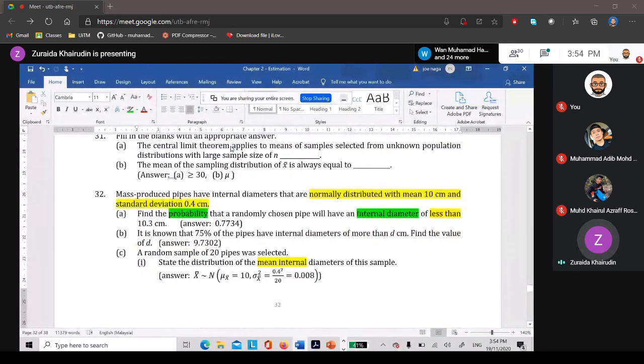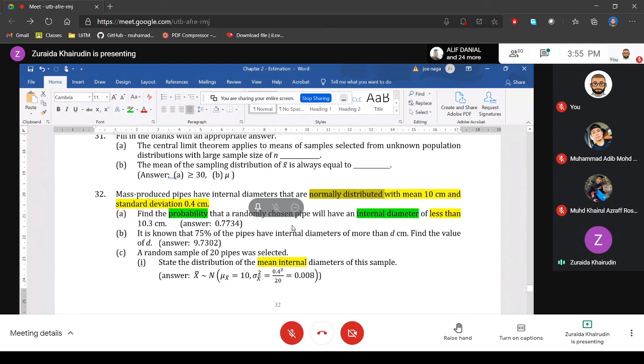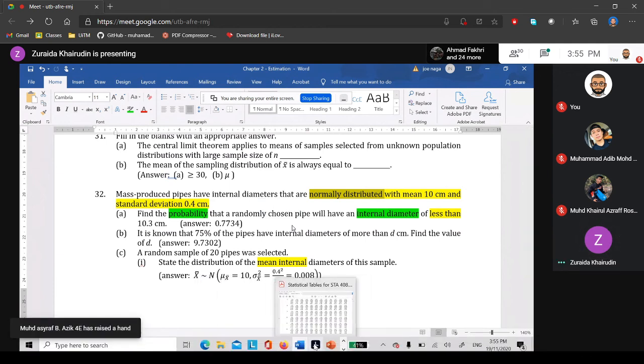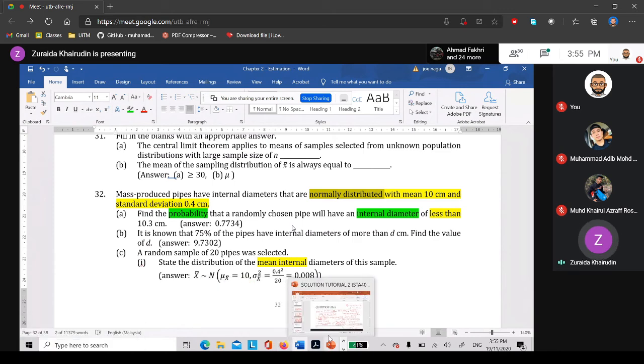Next, question number 32. This is actually a continuation from chapter 1, normal distribution. Mass-produced pipes have internal diameters that are normally distributed with mean 10 and standard deviation 0.4. The words 'normally distributed'.